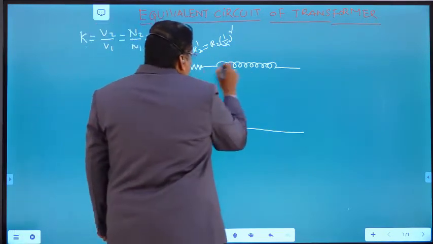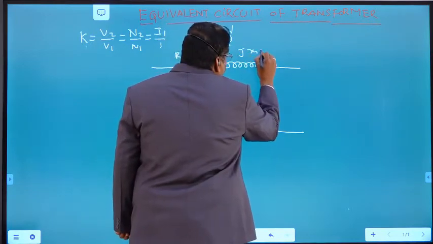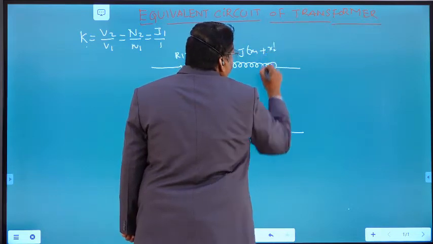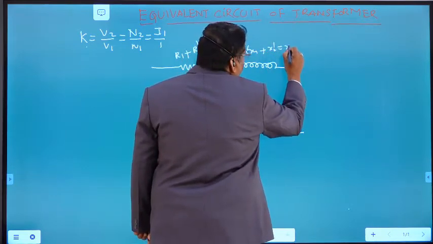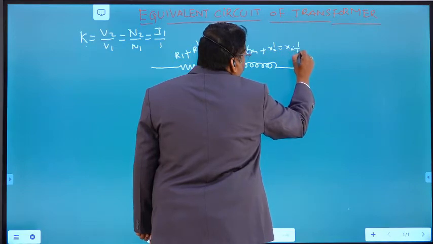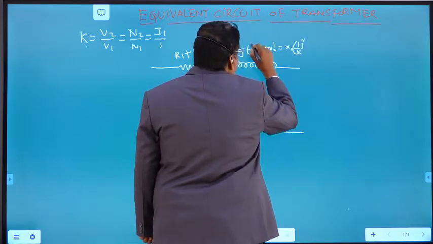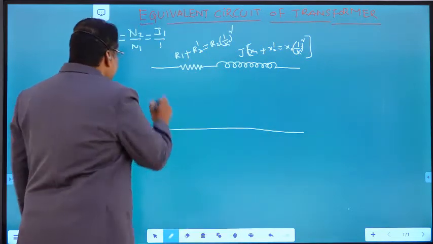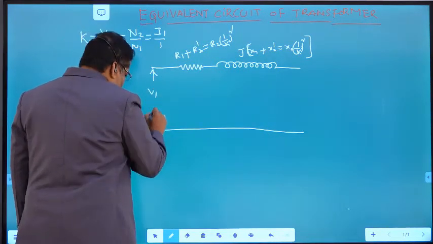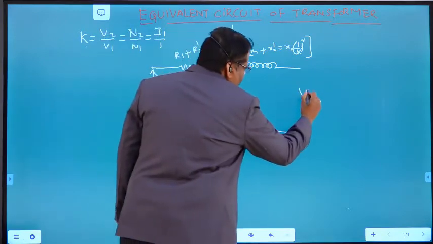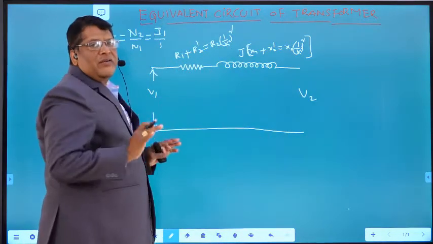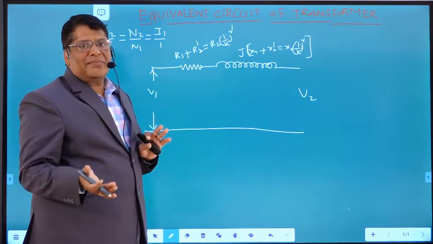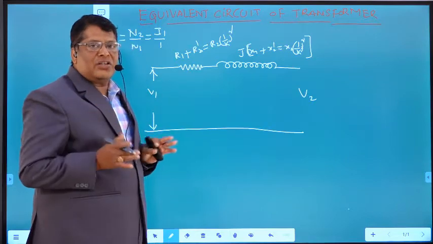Next, j into X1 plus X2 dash, where X2 dash equals X2 into 1 by K square. Here this is V1 and this is V2. This is the approximate equivalent circuit of a transformer. But on the electrical side, we use only the exact equivalent circuit.